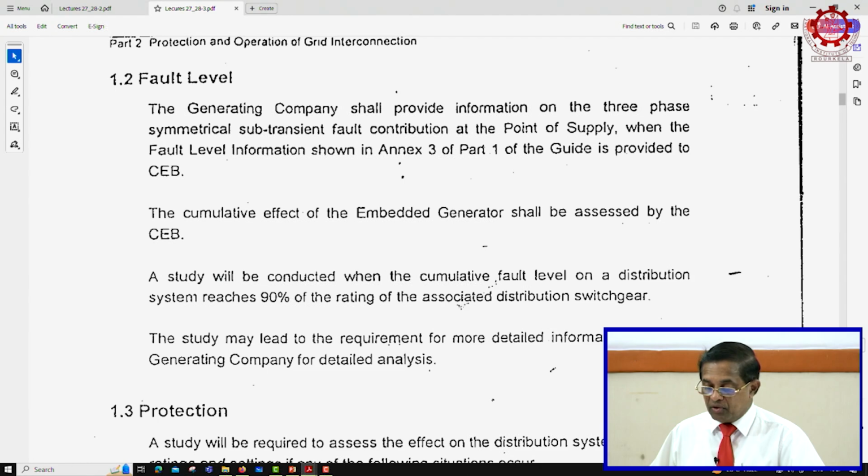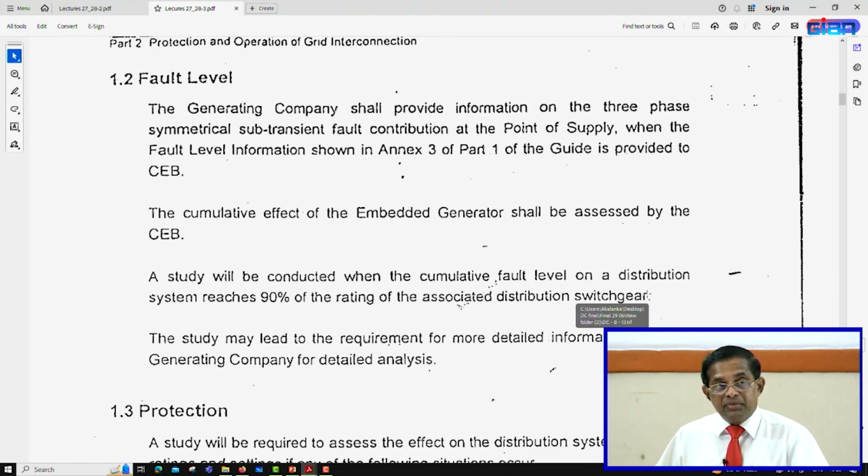The cumulative effect of the embedded generator shall be assessed by the CEB. A study will be conducted when the cumulative fault level on the distribution system reaches 90% of the rating of the associated distribution switchgear, right? That is, they will allow you to connect distributed generators until the fault level reaches 90% of the designed fault level of this utility's equipment, beyond which they will not allow.